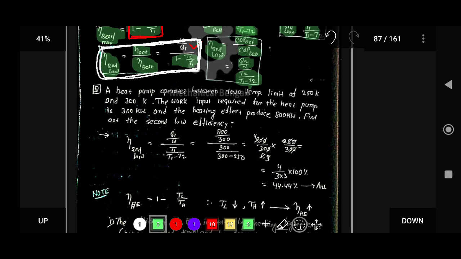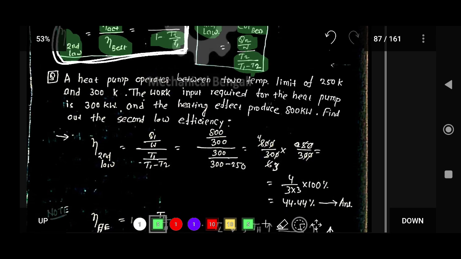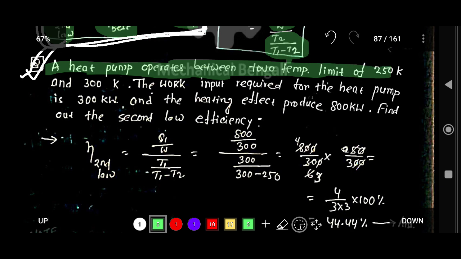Now try to focus on one problem. The same concept applies. Try to understand this problem. A heat pump operates between two temperature limits of 250 Kelvin and 300 Kelvin. So there are two temperatures, one is 250 Kelvin and another is 300 Kelvin.